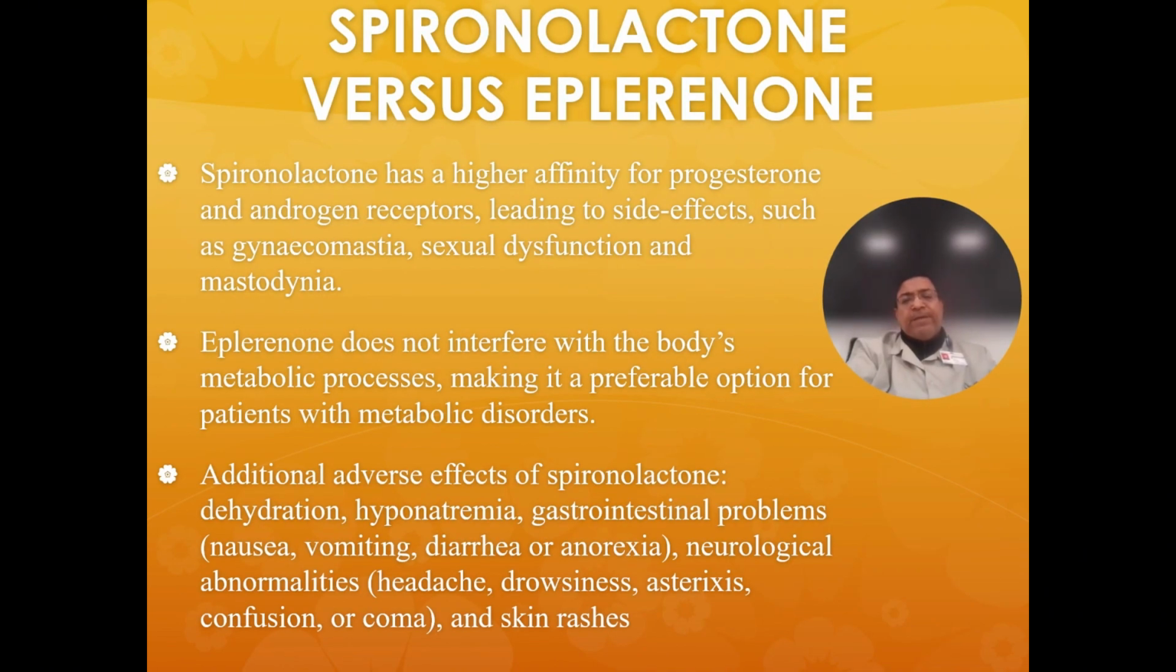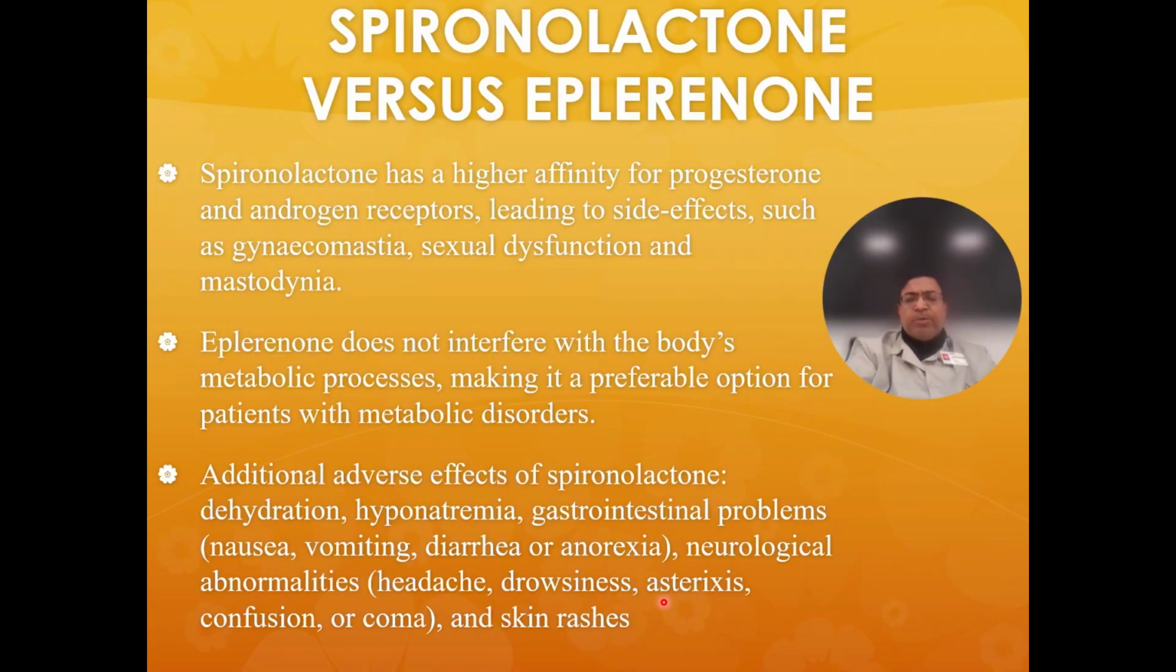Spironolactone has a higher affinity for progesterone and androgen receptors, leading to side effects such as gynecomastia, sexual dysfunction, and mastodynia. Eplerenone does not interfere with the body's metabolic processes, making it a preferable option for patients with metabolic disorders. Spironolactone has additional adverse effects, including dehydration, hyponatremia, gastrointestinal problems such as nausea, vomiting, diarrhea, or anorexia, neurological abnormalities such as headache, drowsiness, asterixis, confusion, or coma, and skin rashes.